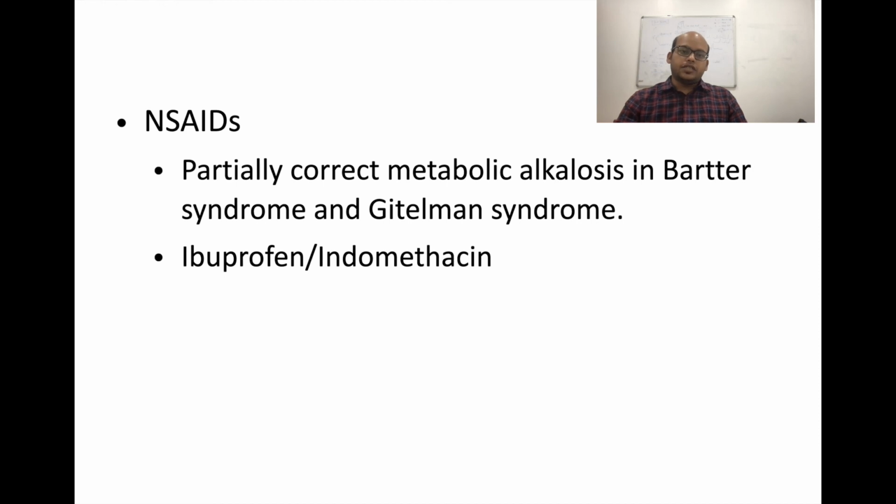Then is NSAID. It partially corrects metabolic alkalosis in Bartter syndrome and Gitelman syndrome only, like ibuprofen or indomethacin.